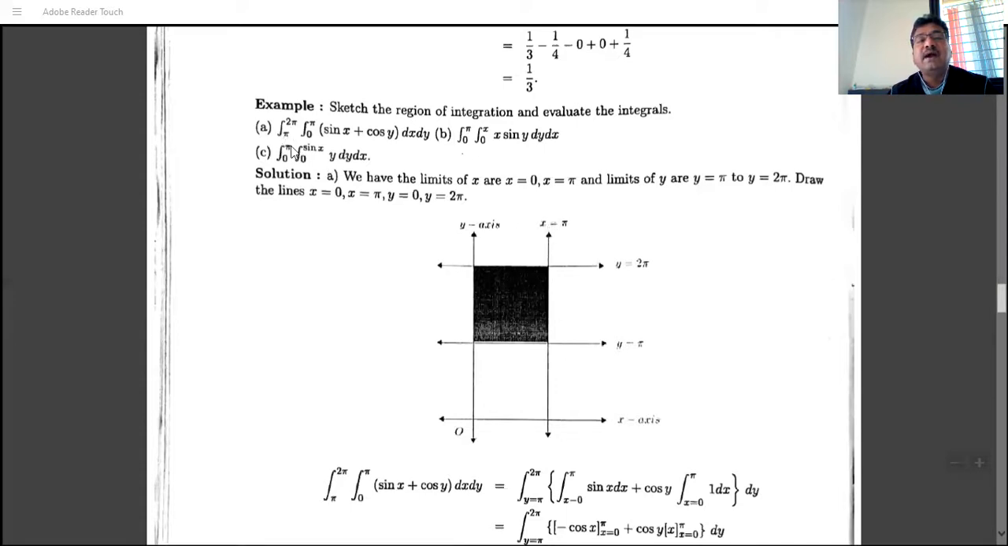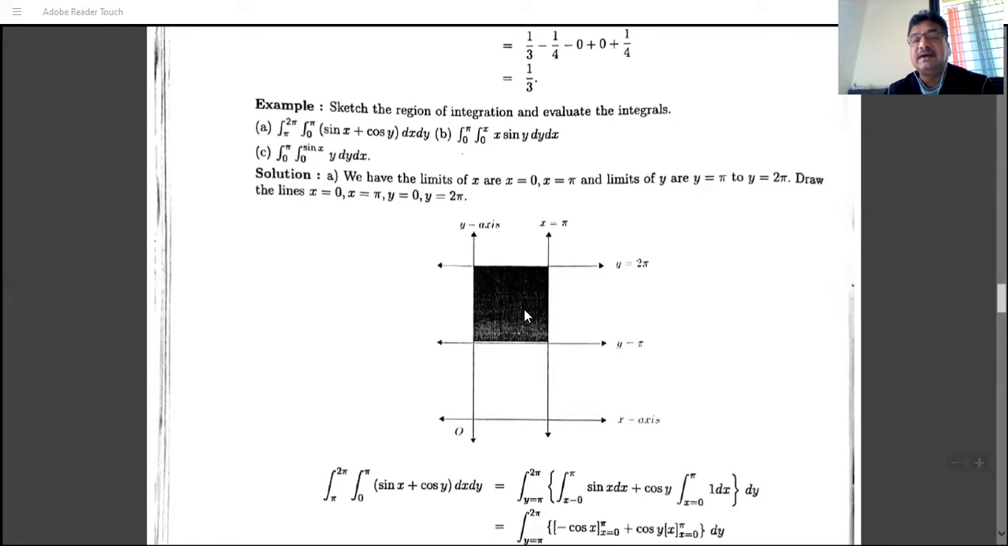And then y is equal to pi is the line at a distance pi from the origin and parallel to the x-axis. Y is equal to pi. This is the x-axis, and y is equal to pi line. And y is equal to 2 pi is this line at a distance 2 pi from the origin.